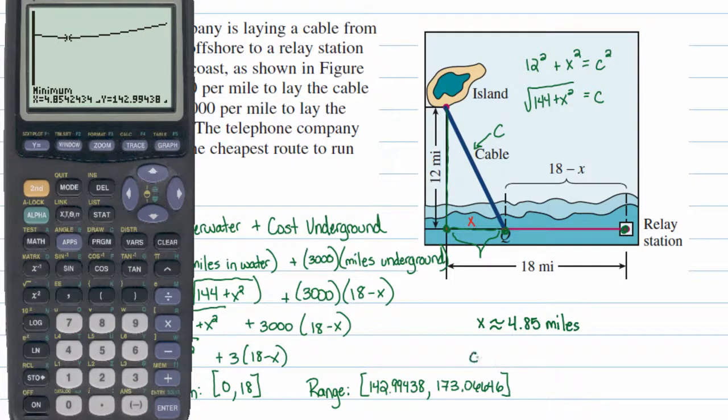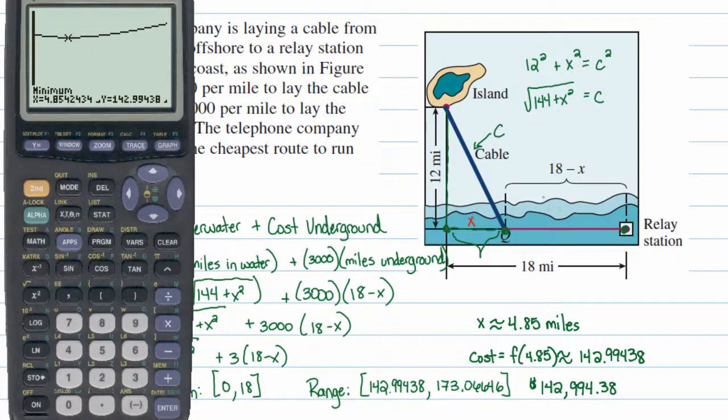So provide the cheapest cost. The cost at that, or in other words, f of 4.85 roughly, is roughly equal to 142.99438. What does that mean? It means the cost is 100. Remember, this is in thousands of dollars, so $142,994.38.